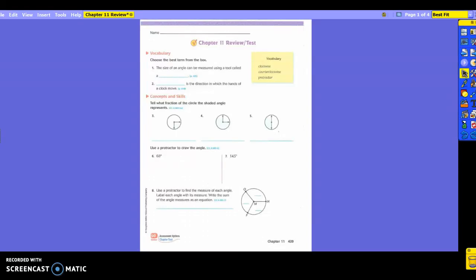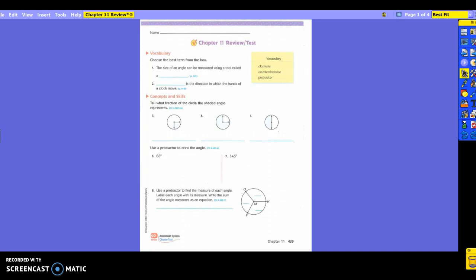Today is your Chapter 11 review for your test that you will be taking tomorrow. You are going to see all of the things on this review that you have done in Chapter 11. So I hope you remember what all of those things are. Your first section, as always, is vocabulary. You have 3 words and only 2 things to answer.